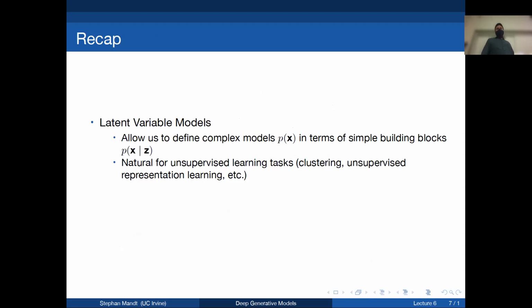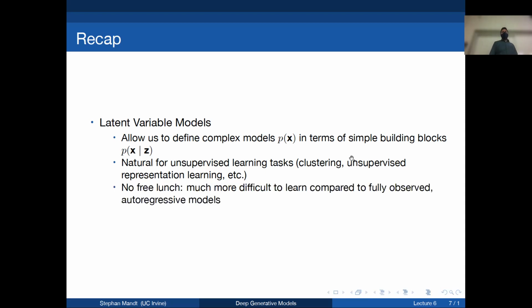Yeah, so we talked about latent variable models, which allowed us to define complex distributions, P of X, importantly based on simple building blocks, right? The only thing that we needed here were Gaussian distributions and nonlinear transformations. And they're pretty natural for unsupervised learning tasks, such as, for example, clustering or representation learning or nonlinear dimensionality reduction, these kinds of things.